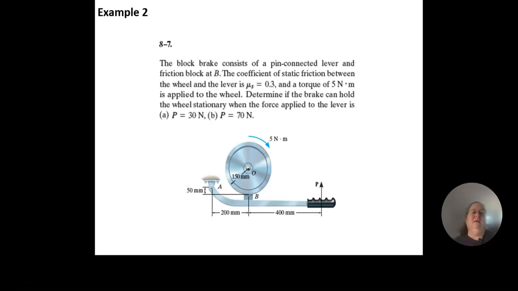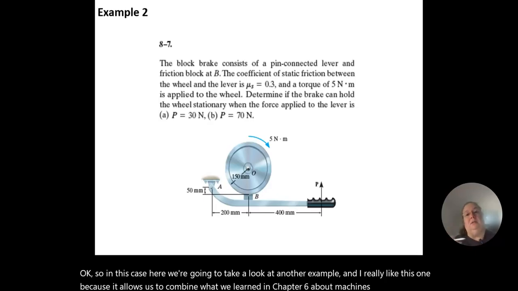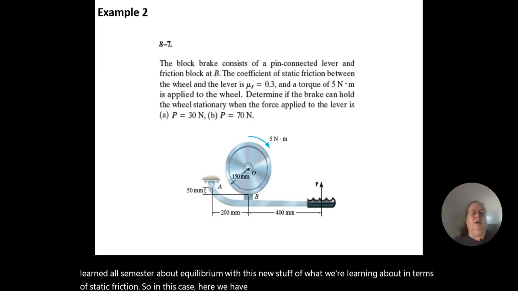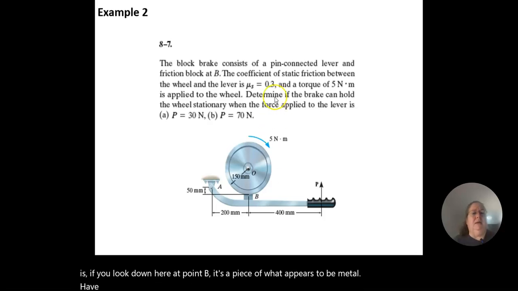Okay, so now we're going to take a look at another example, and I really like this one because it allows us to combine what we learned in Chapter 6 about machines and what we've learned all semester about equilibrium with this new material on static friction. In this case, we have what's called a block brake. If you look down here at point B, it's a piece of what appears to be metal, though it doesn't have to be metal, and it consists of a pin-connected lever right here and this little block at point B.